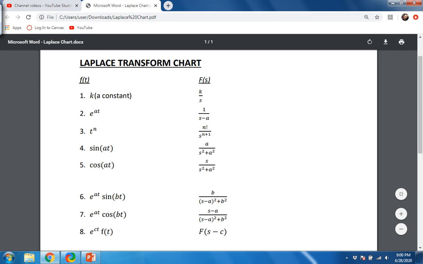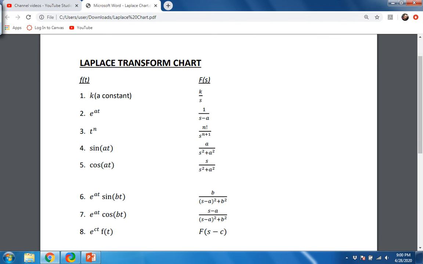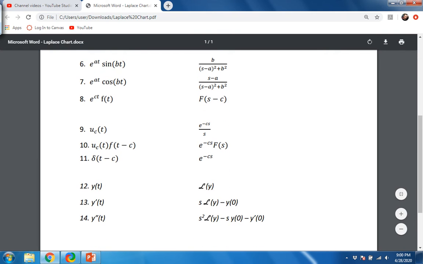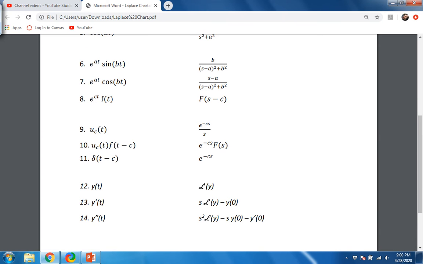So here's a look at our chart, and we certainly have experience now using 1 through 5. Those are our building block or basic functions. The videos this week were mostly about getting familiar with 6, 7, and 8. But who else is in here? If we scroll down to the end of the chart, of course we already were doing 12, 13, 14. Those are just our transforms of our ODE, right? Y and Y prime and Y double prime.